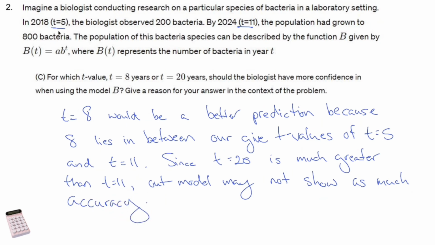Which makes sense. If you're going to predict something between 5 and 11, or predict something based off of 5 and 11, 8's literally right in the middle of it. So you wouldn't say, oh yeah, I'm more likely to guess what's going to happen for 20 than for 8, because you could graph these two and you can at least estimate what's going to happen in between. It's hard to estimate what's going to happen at t equals 20 because 20 is way down the road. So we did it. We did free response question number 2.